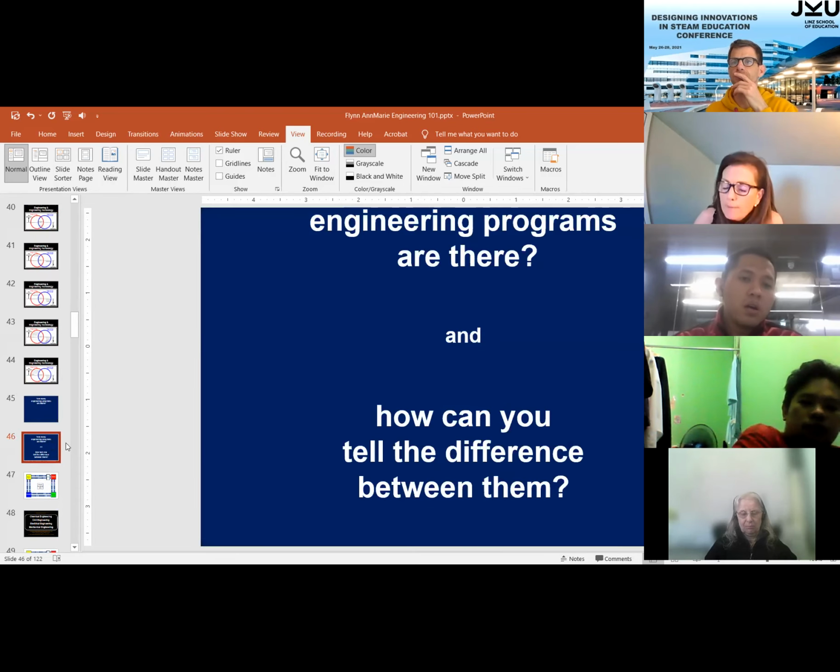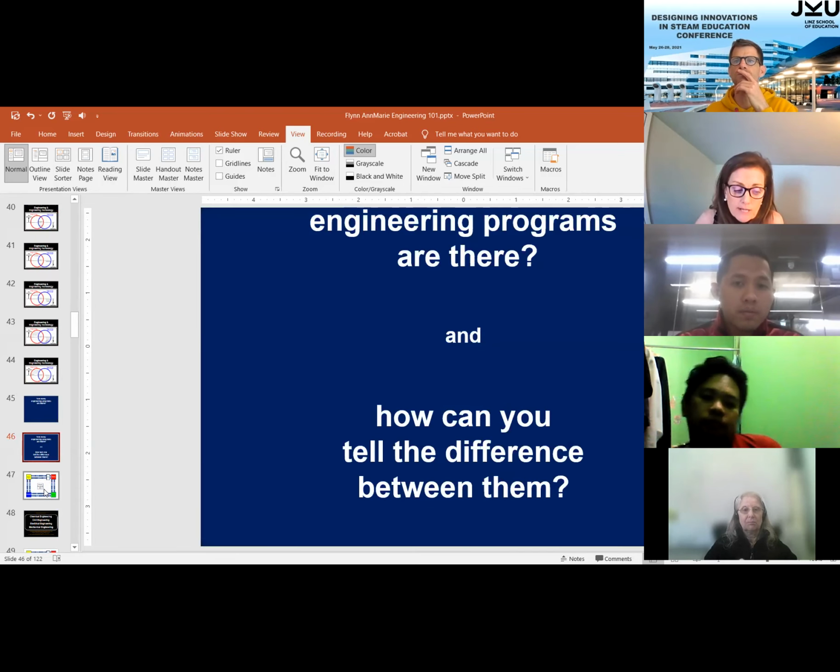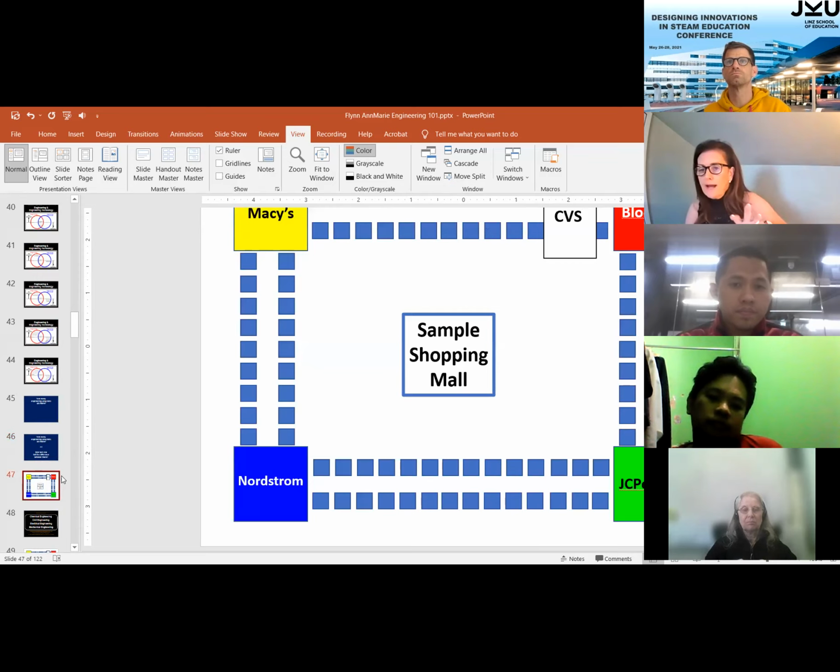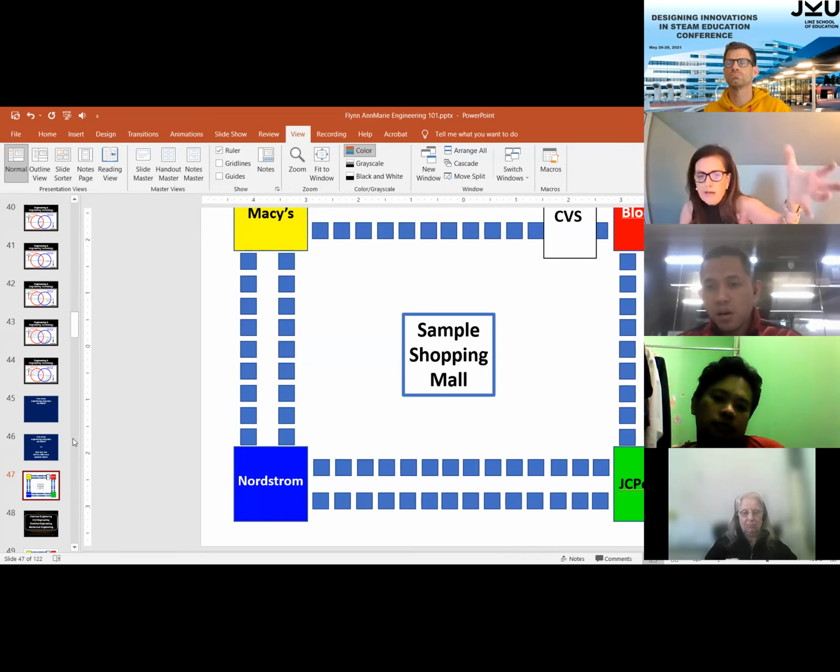All right. So how many engineering programs are there and how do you tell the difference? In the United States, we have these malls. And in the malls, there tend to be anchor stores on the corners. I would imagine that malls in Europe are similar. So let's say on the corners, you would have Macy's, Bloomingdale's, JCPenney's, and Nordstrom in a shopping mall. And the little stores are in between all the anchor stores. This is a regular shopping mall.